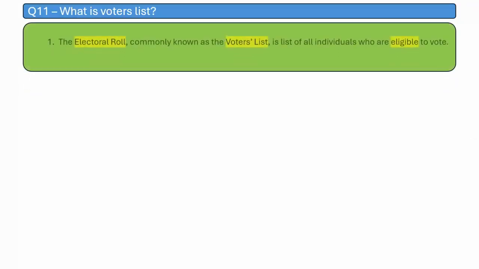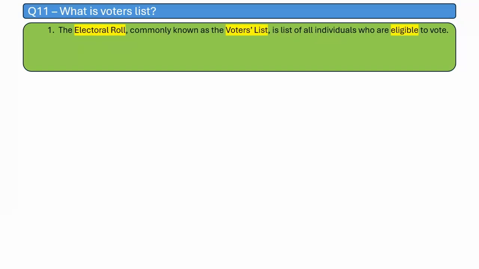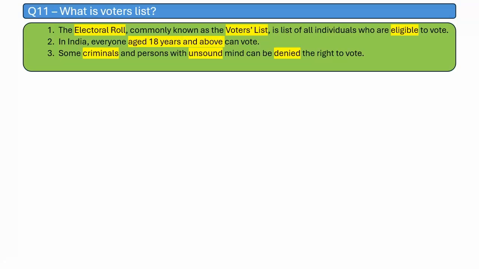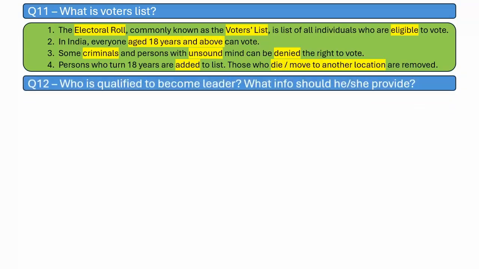What is a voters list? The electoral roll, commonly known as a voters list, is a list of all individuals who are eligible to vote. In India, everyone aged 18 years and above can vote. Some criminals and persons with unsound mind can be denied the right to vote. Persons who turn 18 are added to the list, and those who die or move to another location are removed from the list.